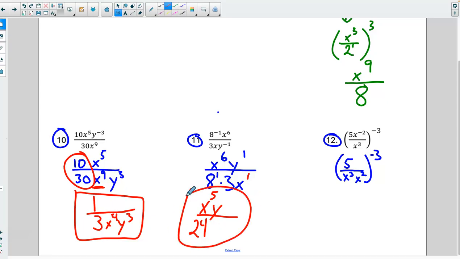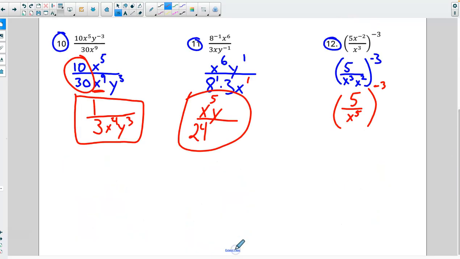Last one. So you notice that this one gets a little tricky. I deal with the negative inside first. I am going to simplify. When I simplify, I get 5 over x to the 5th. And then I have to deal with that negative on the outside. So I flip it. Could you do that from here and just skip this? Yes, you could. But when you flip it, it's just going to be x to the 5th divided by 5 to the 3rd power.